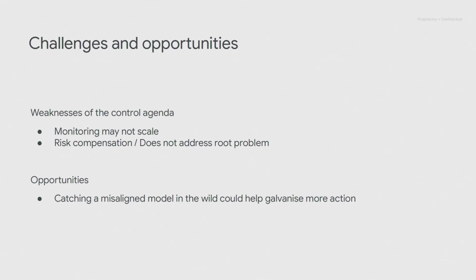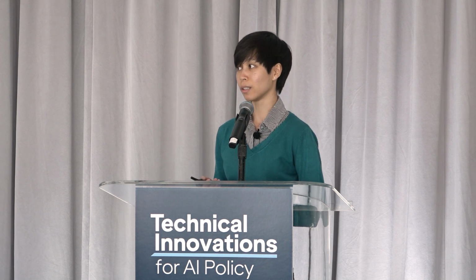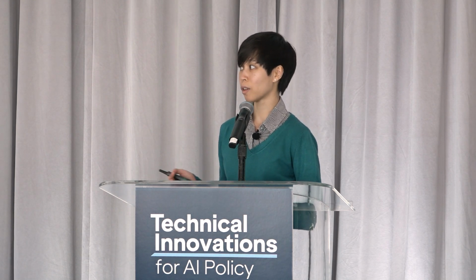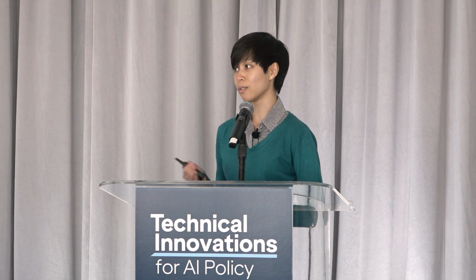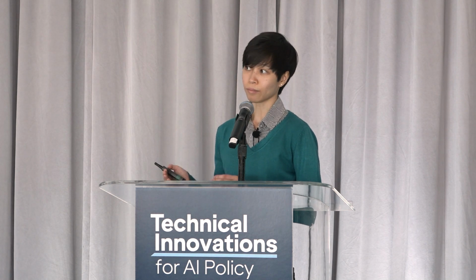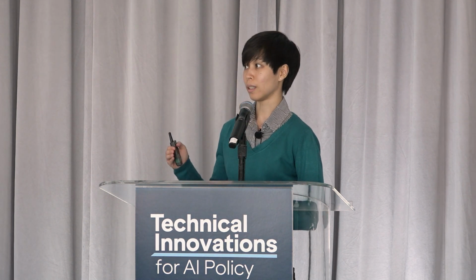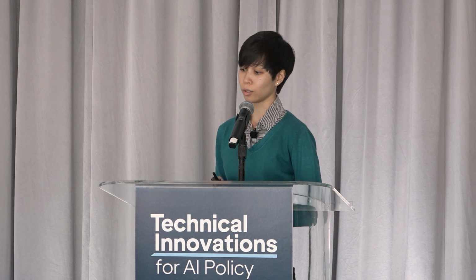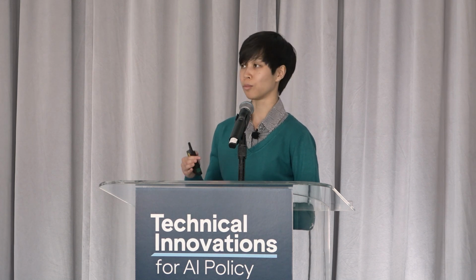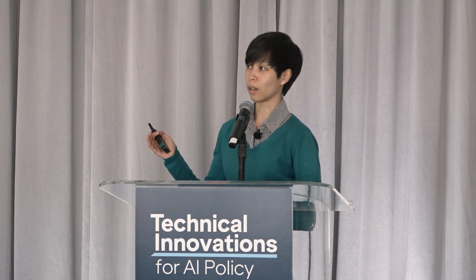Second, there might be some risk compensation going on between control and alignment. So control might enable labs to deploy imperfectly aligned models or even models that they know are misaligned and still think that they're being safe. And this is especially concerning because control actually doesn't help address the kind of longer term root cause of the problem and doesn't help with the longer term goal of aligning superhuman systems.